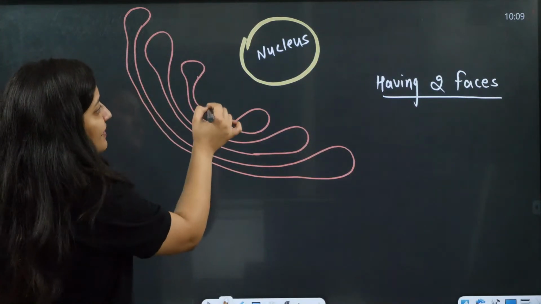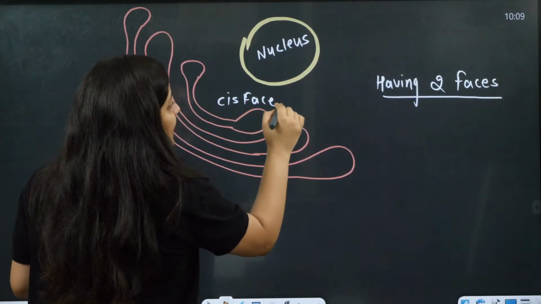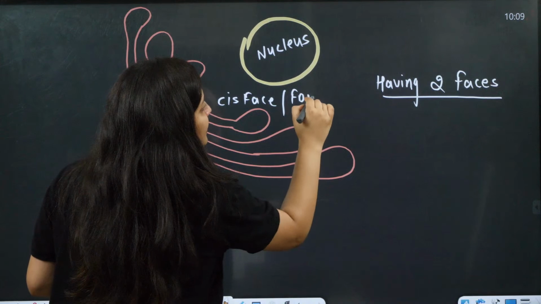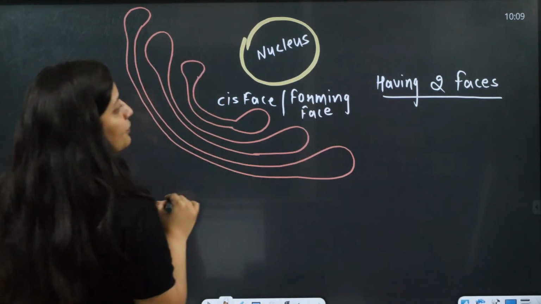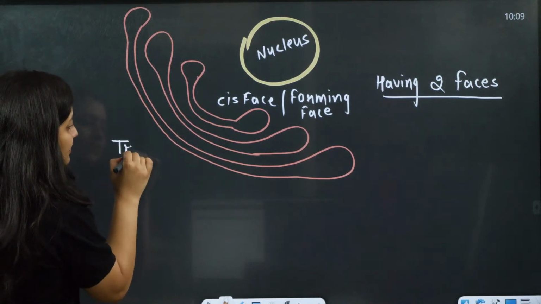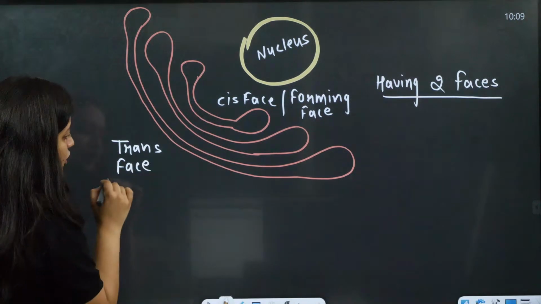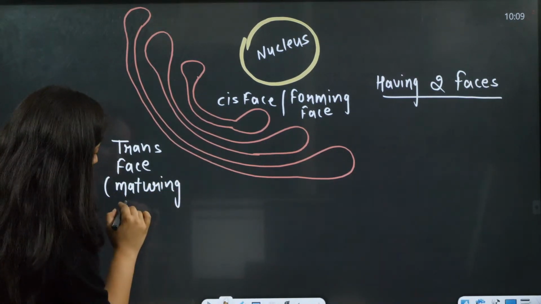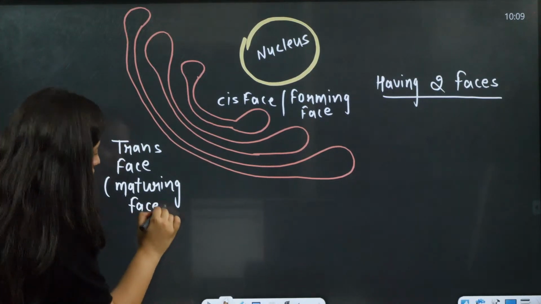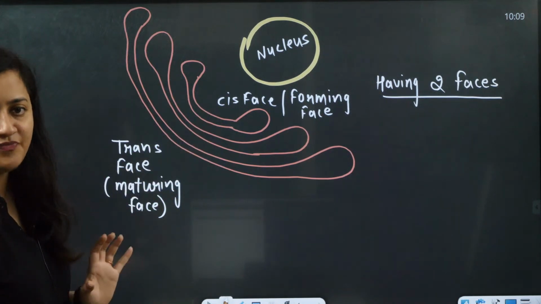If you talk about the face which is near to the nucleus, we call it the cis face. It is also known as the forming face. And when you talk about this side, away from the nucleus, it is the trans face, also known as the maturing face.